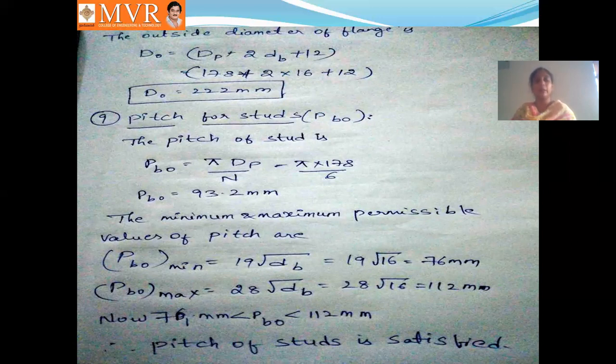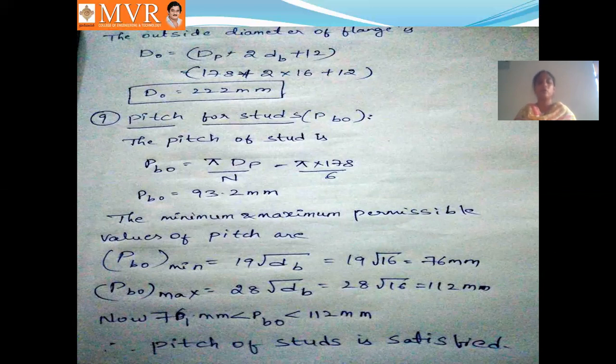The minimum and maximum permissible values of PBO. Minimum permissible value for bolts and maximum permissible value for bolts will be given. Now we can write it as 19 and 28 because in the data book for the cylinders a value is given, and you should write that value only. That's why we are taking 19 root dB and 28 root dB.